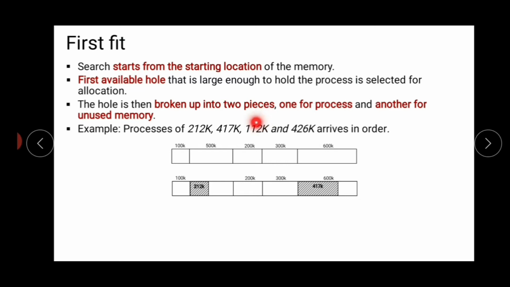Now it is the turn of the third process, which has a size of 112 kilobytes. Once again the search begins from the starting point. This is not enough space. Here is the 500 kilobyte block in which 212K is allocated and the rest is free. The next block which is enough for that 112K is this free space, so it is allocated to that process, and the rest will be free.